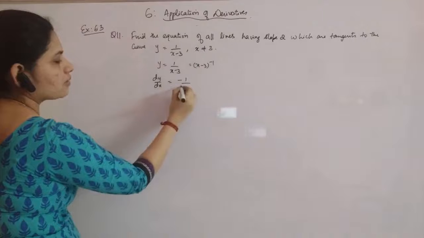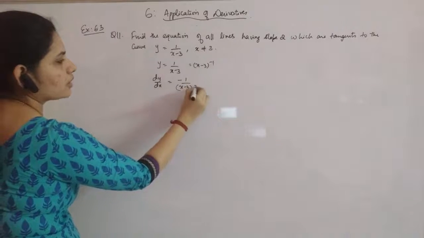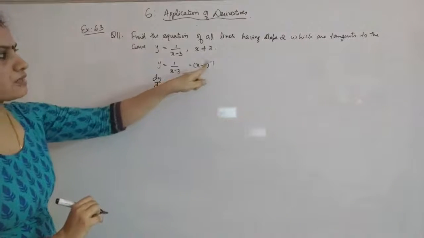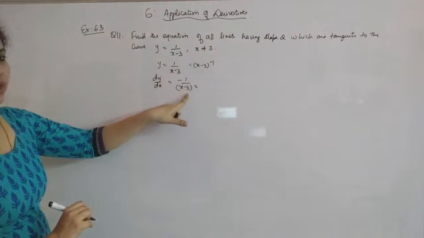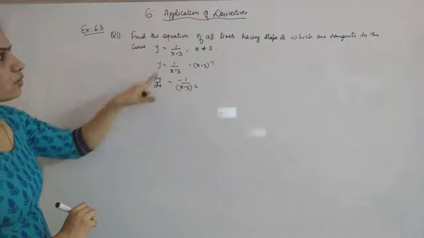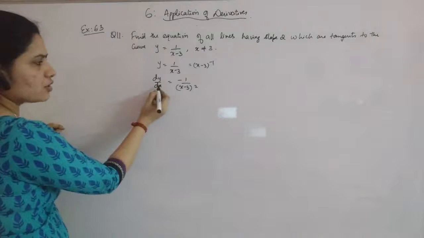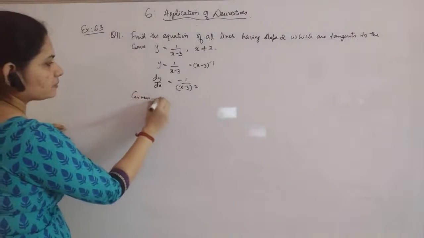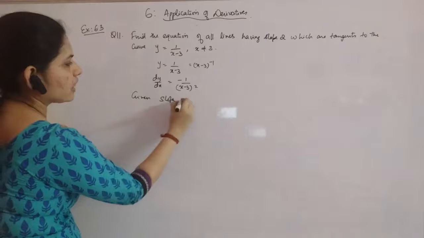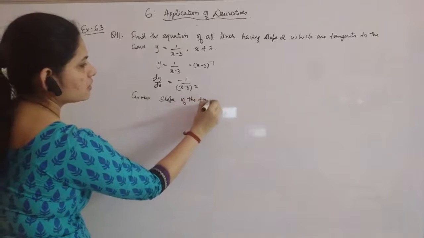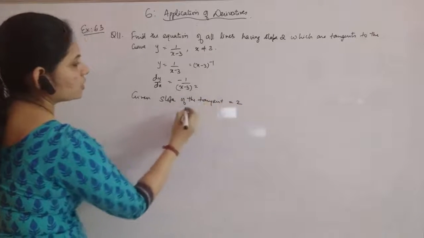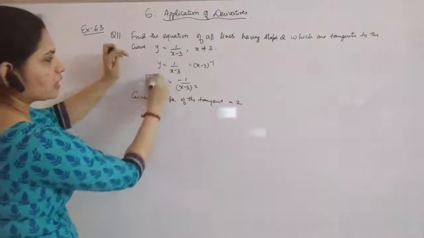Now dy by dx will give you minus 1 by x minus 3 the whole raised to minus 1, so you will get minus 1 by x minus 3 the whole square, raised to minus 1 which is minus 2. Okay, so this is your derivative. Now what is given? The slope is given to be 2. That means this is the slope of the tangent.